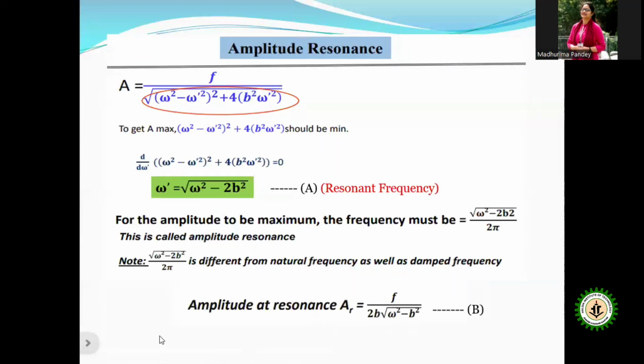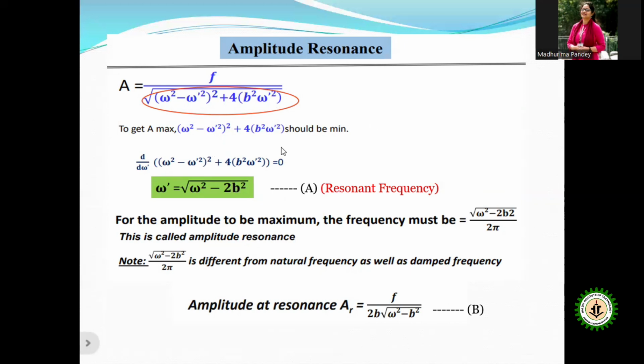Now next, what will be the value of amplitude at resonance? For that, what do we have to calculate? This is the expression of energy amplitude, we already know. At resonance the amplitude will be maximum, so to get this amplitude maxima, this denominator part should be minimum. Now how can we get the minima or maxima? We know that we have to take the first order derivative, then equate it to 0.